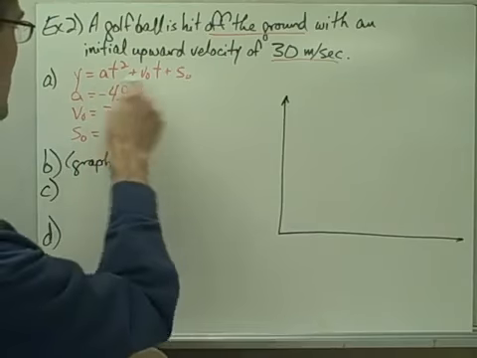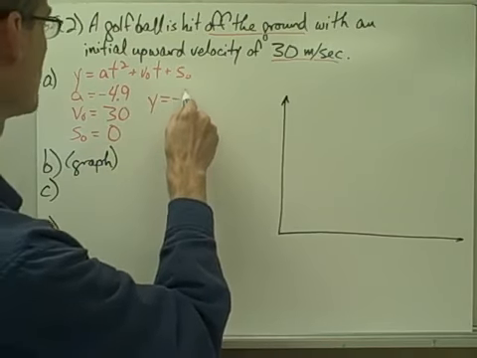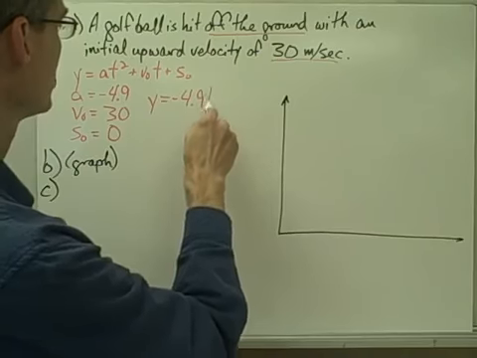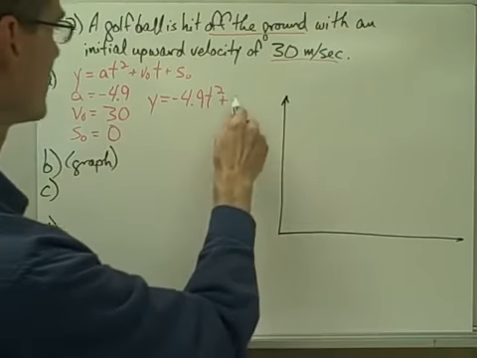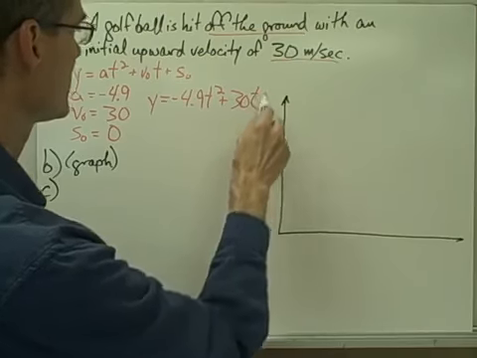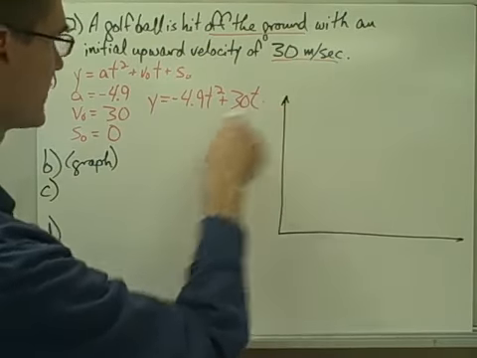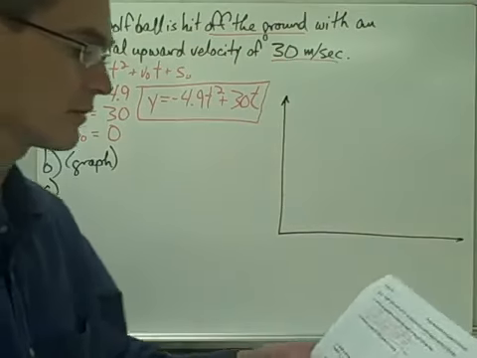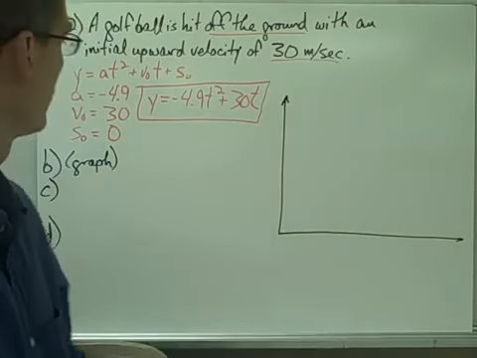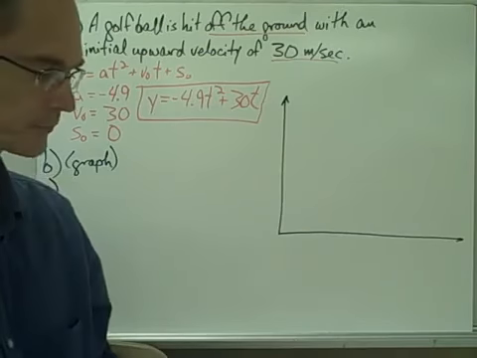Well, I just take all these values and plug them into my equation, and I get y equals negative 4.9 t squared plus 30 times t, and S sub 0 is equal to 0, so if you want, you can write plus 0. I'm just going to leave that off. And there is my equation for the height of the golf ball as a function of time.